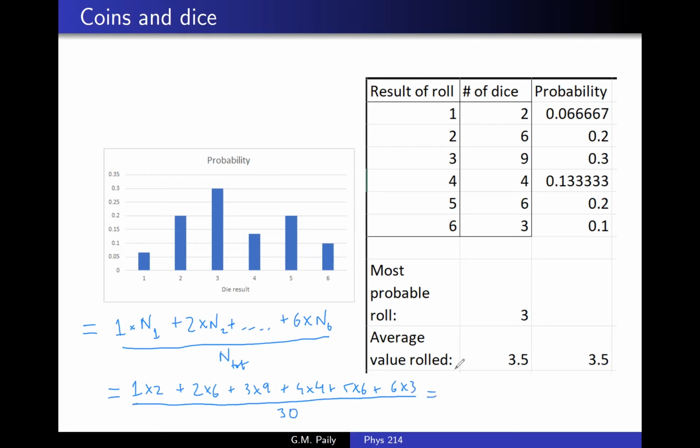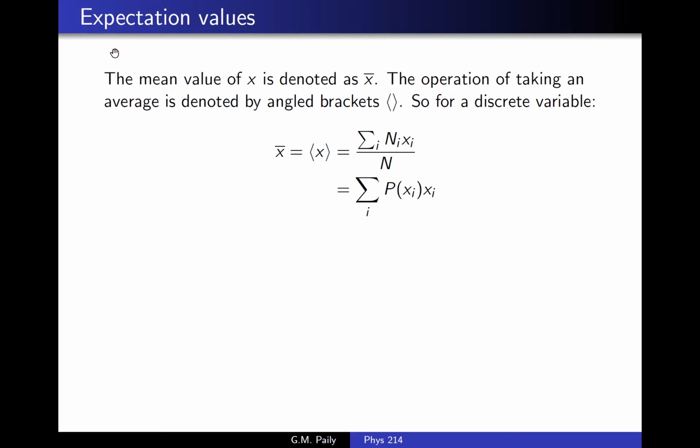And if you calculate that out, what you end up getting is 3.5. So we see that the average value of a series of rolls can be different from the most likely value. A little bit of notation. The average value or the mean value of some variable x is denoted by x bar. The operation of taking an average is denoted by the angled brackets.